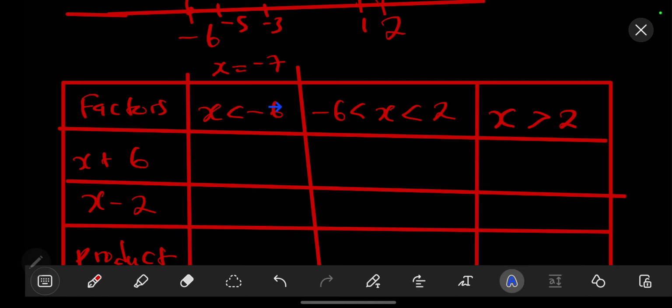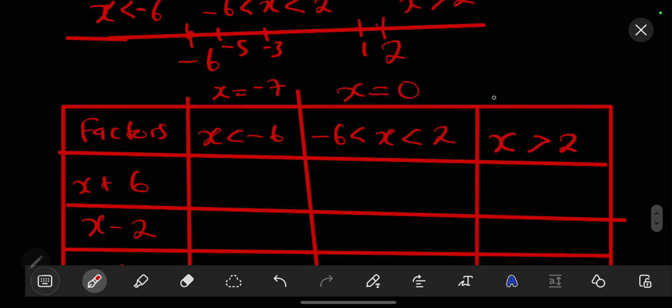It could be -8. Then if x is in between -6 and 2, it could be any value, so long as it is in between. So we have x is equal to 0. You can use 1, you can even use -3. If x is greater than 2, it means x can take a value such as 3, 5. For the sake of simplicity, we use small values.